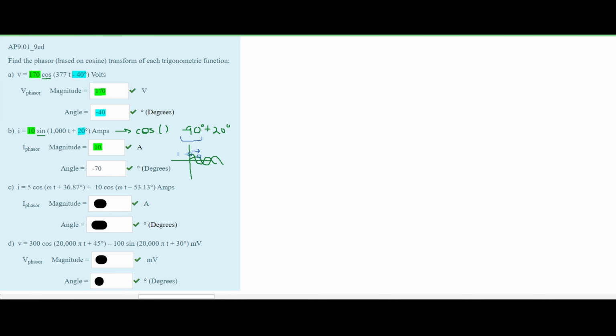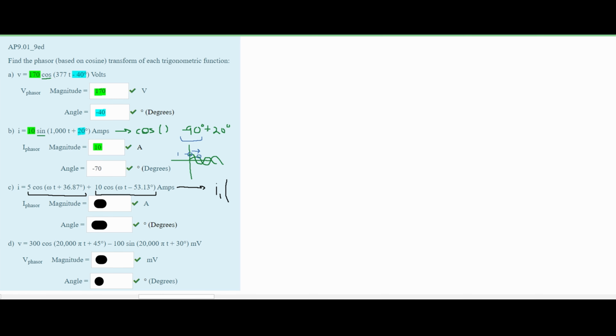Now for part C and D, it's a little bit different. We are going to have to add these together. To add these, we have to convert them to what I think is called the rectangular form. To do this, we are dealing with I. So we're going to first start with our I1. This is going to be our I1, and this next part is our I2.